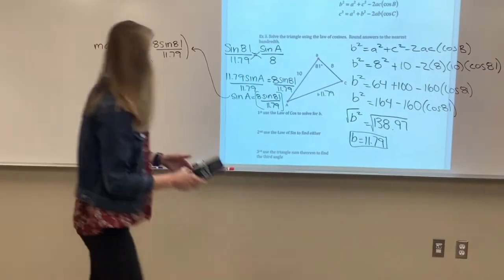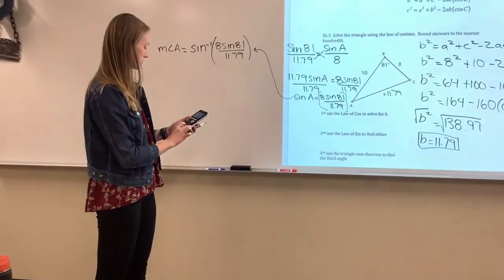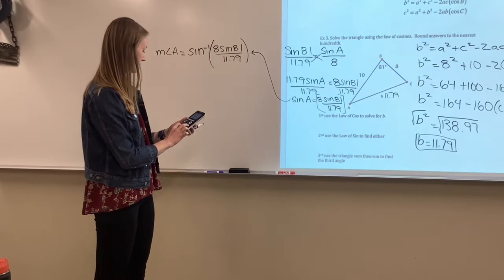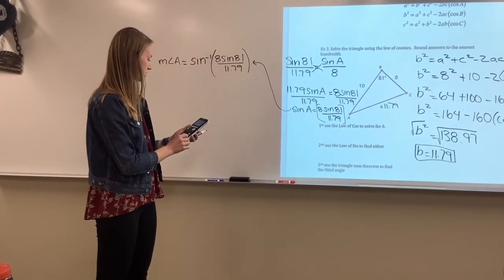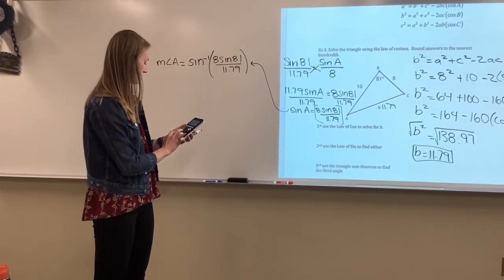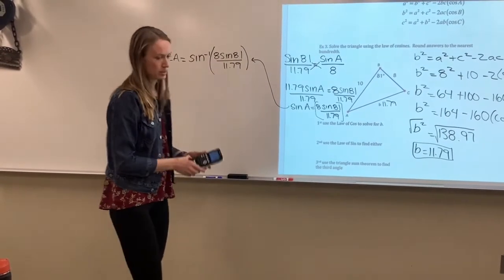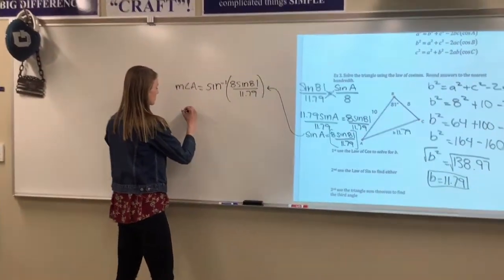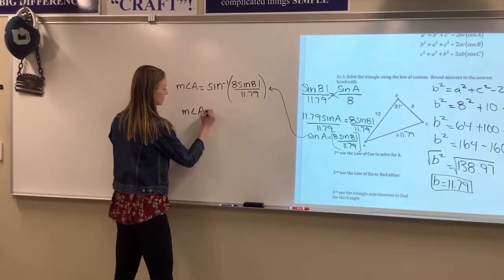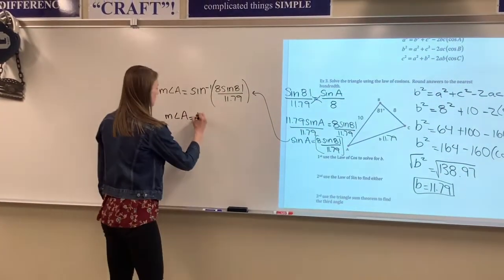Put that in our calculators. Go second sine, do parentheses again, 8 times sine 81, close that parentheses, divided by 11.79, you get 42.1. So the measure of angle A equals 42.1.